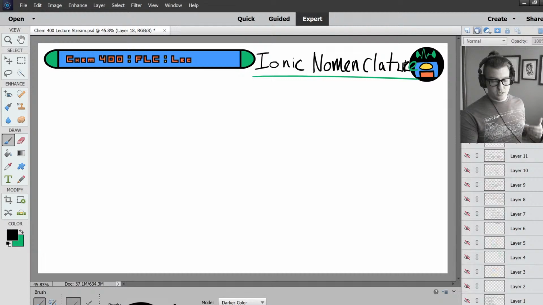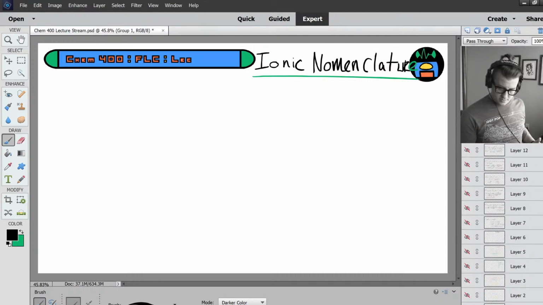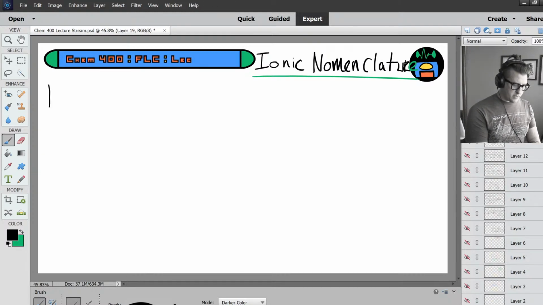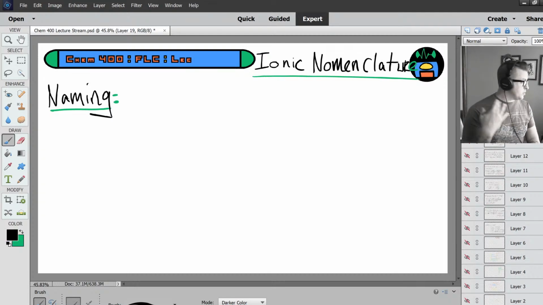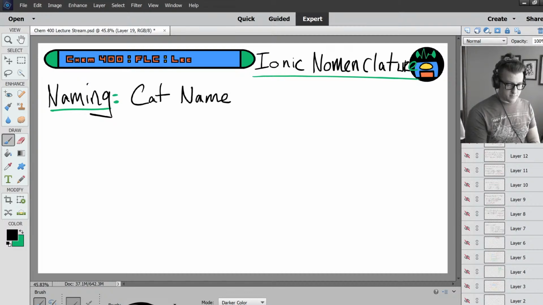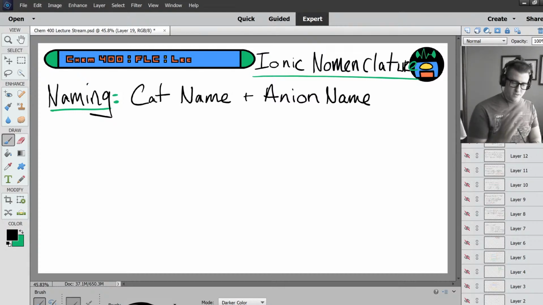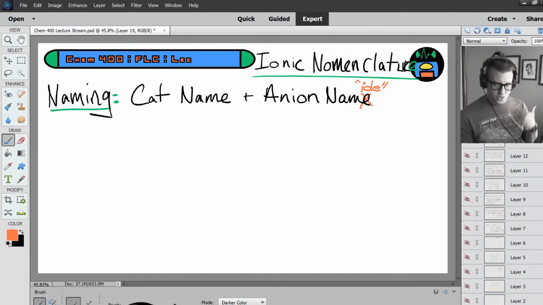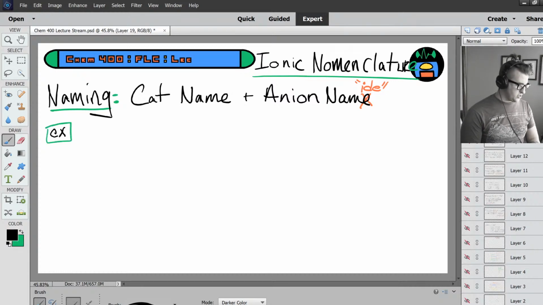Now, when it comes to naming ionic compounds, it's fairly straightforward. You name your ionic compound by stating the cation name followed by the anion name. So the cation element name followed by the anion element name with an added "-ide" at the end of the anion element's name. Looking at it, it can look a little abstract. I find the best way to learn this is just to dive in and start doing some examples.